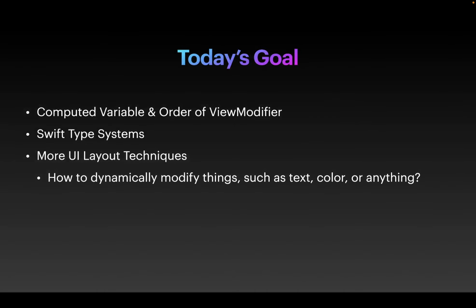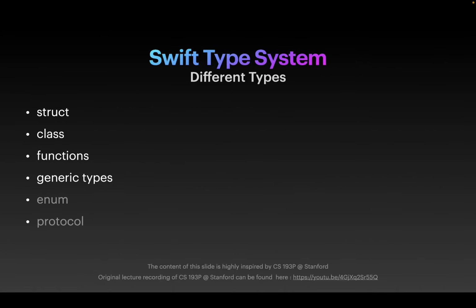Okay. Now let's get into the Swift type systems. There are several important type systems in Swift. First is struct, then class, then functions. Functions in Swift can be used as variables because each function has a type. Then there are generic types.